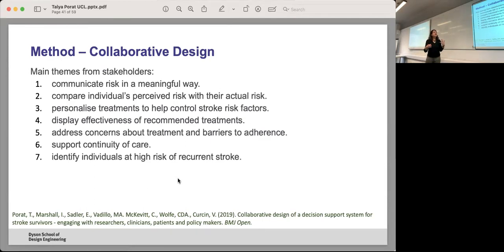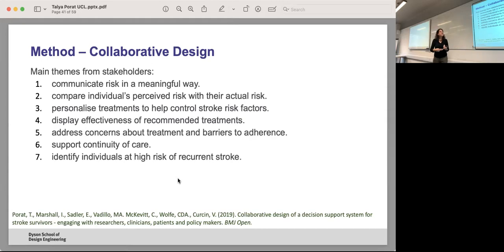They also wanted to compare the individual perceived risk with their actual risk, because some people think it's very high and actually it's not that high, but most of them think they don't have a risk, when actually it's much higher than they think. Patients always want personalized things, right?